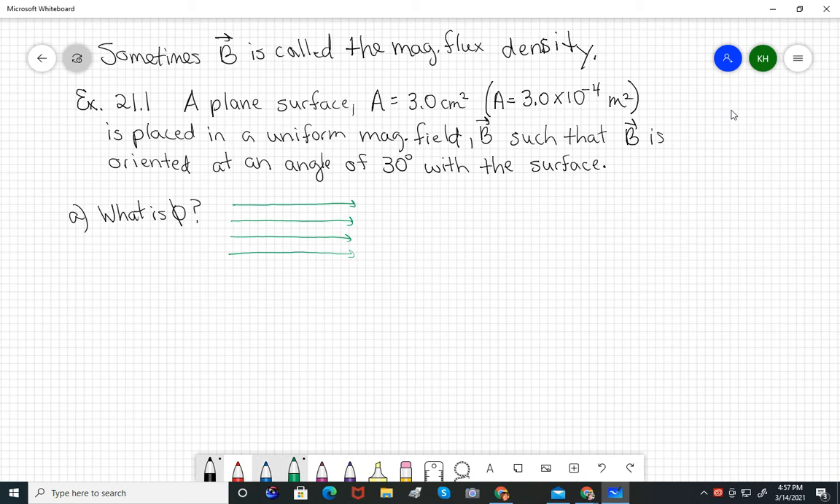We know that our surface makes a 30-degree angle. So I'm just going to try to draw this at enough of an angle where that looks like 30 degrees. If I draw the normal, we know a normal makes a 90-degree angle. So in this case, if B is making a 30-degree angle, then the answer to the question is that phi must equal 60 degrees, because the angle between B and the normal would be 60 degrees.